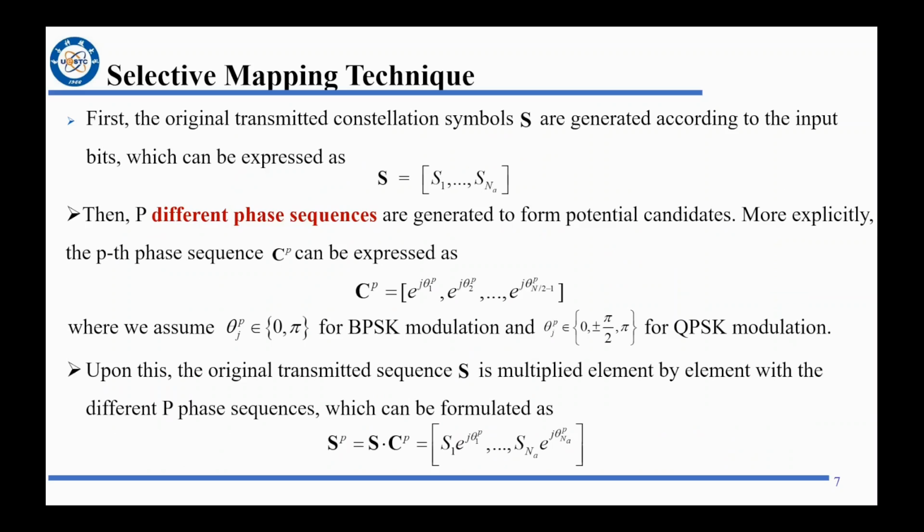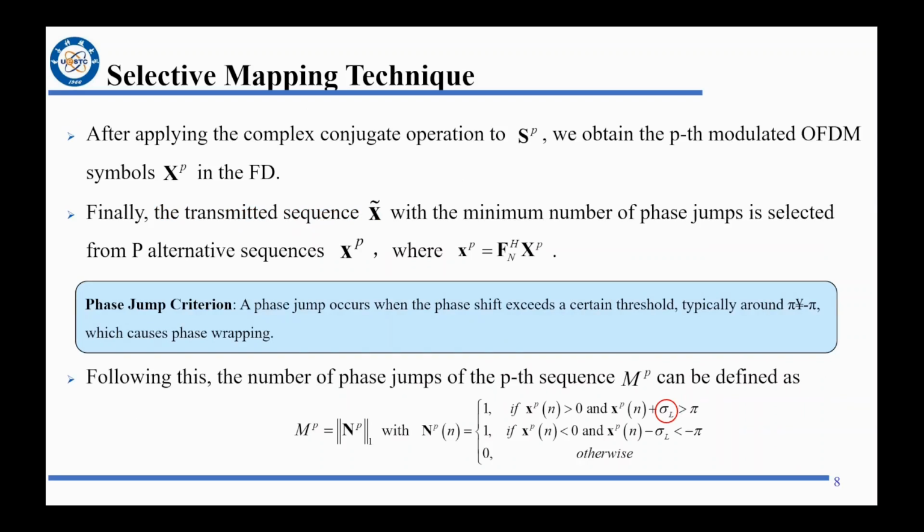Now let me explain the selective mapping technique in more detail. First, the original transmitted constellation symbols are generated according to the input bits. Then P different phase sequences are generated to form potential candidates. Upon this, the original transmitted sequence is multiplied element by element with different phase sequences. Following this, we apply the conjugate operation, and then we can obtain the modulated OFDM symbol in the frequency domain. And finally, we can obtain the transmitted sequence with the minimized number of phase drops from the P sequences.